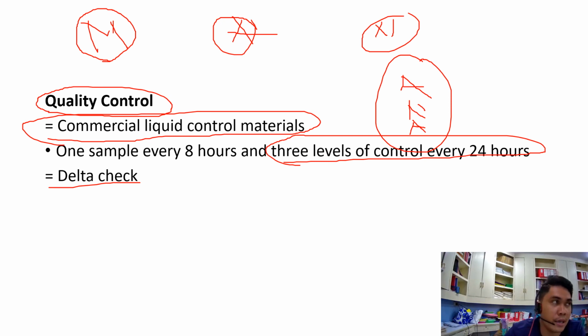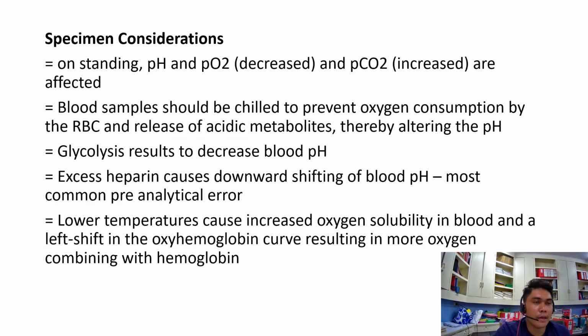So you're comparing the current result with the past result. Next, specimen consideration. On standing, pH and PO2 decrease, and PCO2 increases. So on standing, pH, PO2 and PCO2 are affected. Prolonged standing of the sample can cause a false decrease in pH and PO2. So you have consumption of oxygen, and the decrease in pH is due to the increase in PCO2.